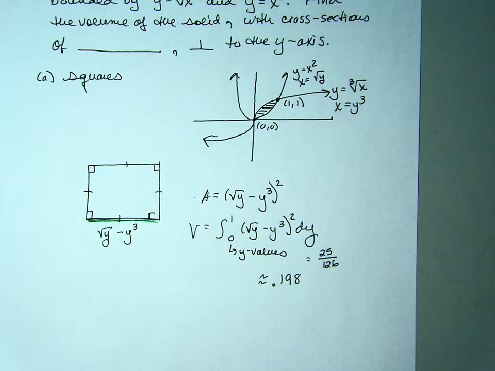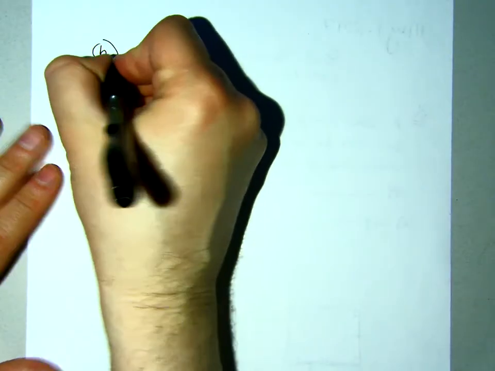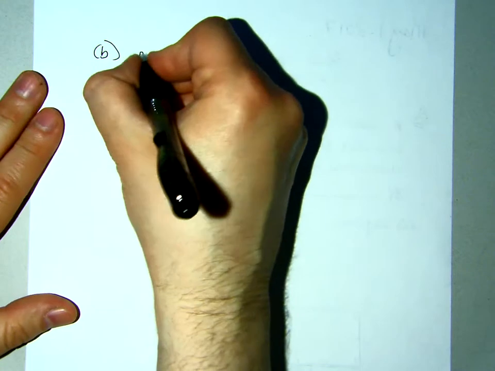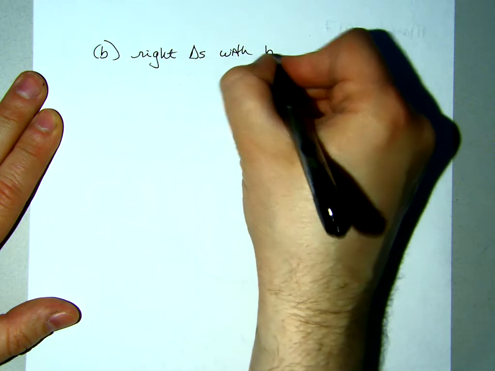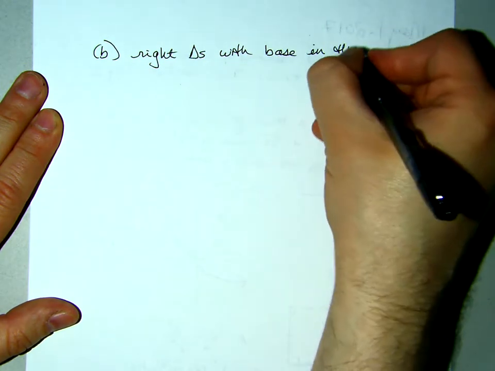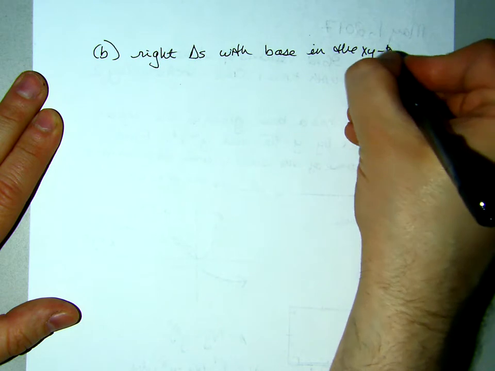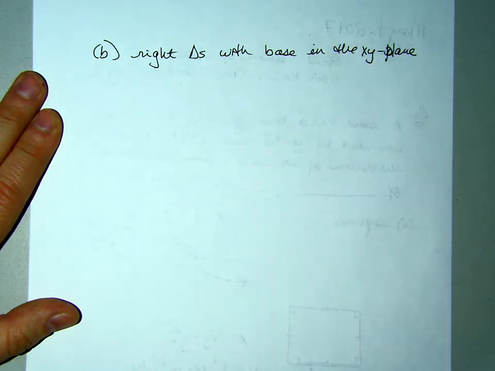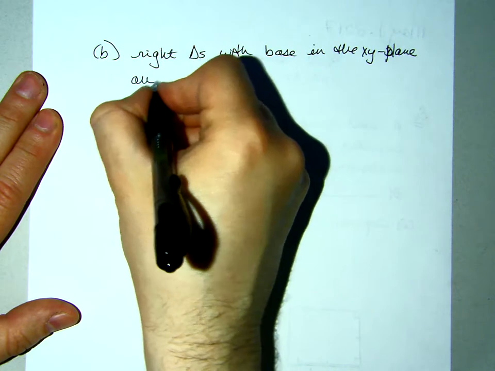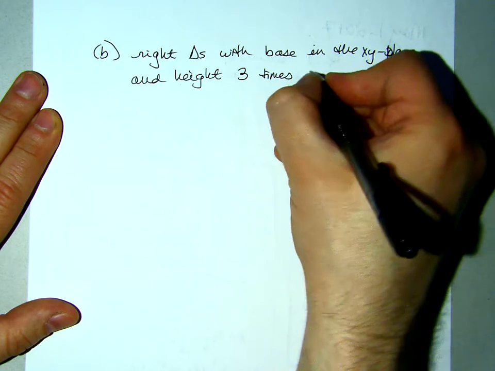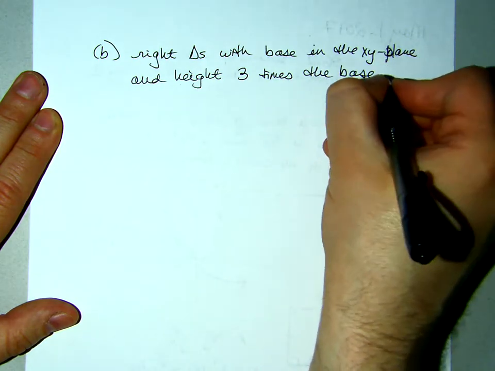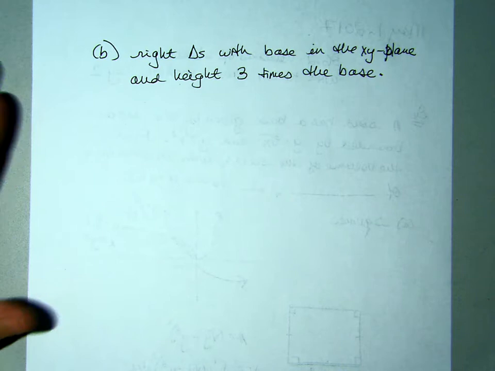Perpendicular to the y-axis, functions of y, integrate over the y values, right minus left? No comments. Okay, part B. I would like to deal with cross sections that are right triangles with a base in the xy plane, still perpendicular to the y-axis because that's what it said in the original problem. And a height that is 3 times the base. Right triangles with base in the xy plane.